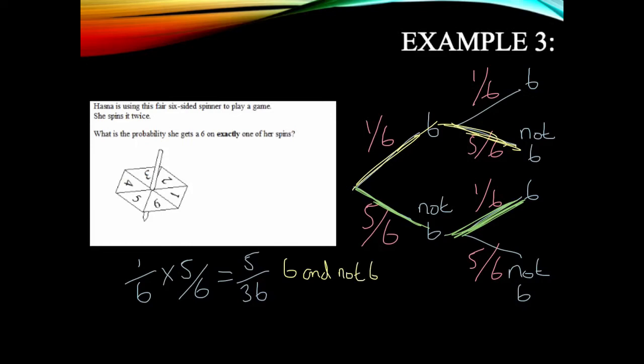And we could do it the other way. We could also do 5/6 multiplied by 1/6, which is exactly the same. I get another 5/36. Now, it's much easier when you're doing probability to not cancel down.